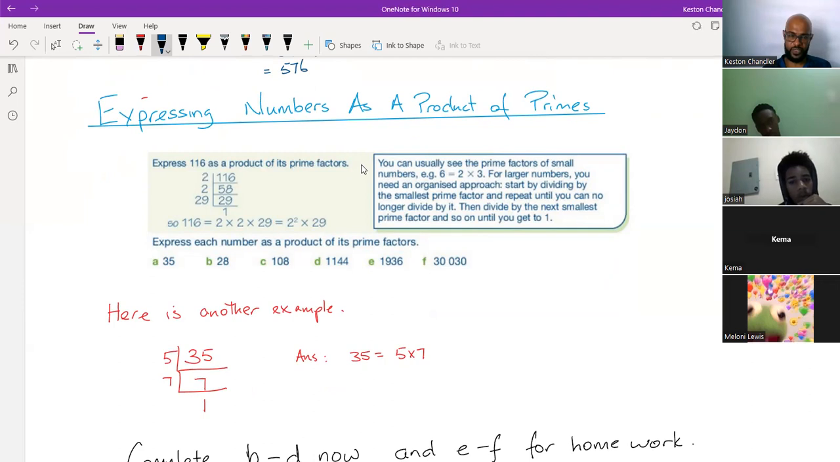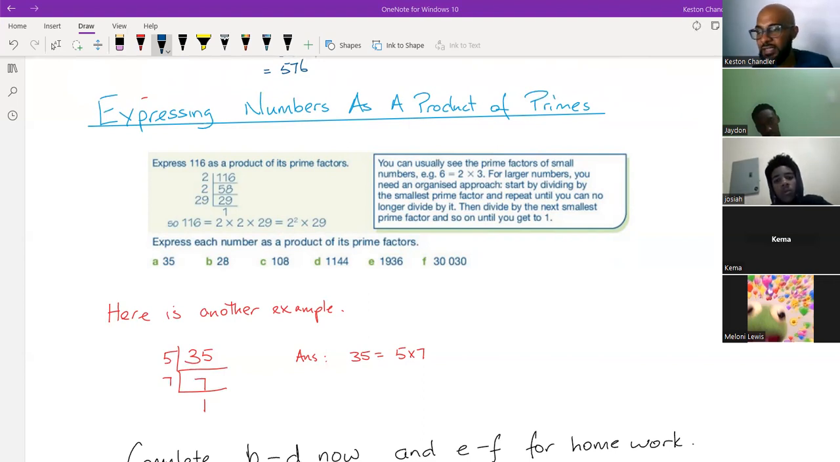Basically, what you're doing is repeated division, but you can only use prime numbers on the outside. So you have to know your prime numbers, right? So I'm just going to do another example here so you can actually see it as we work it out. Let's say we have the number 72, and we want to express 72 as a product of primes.